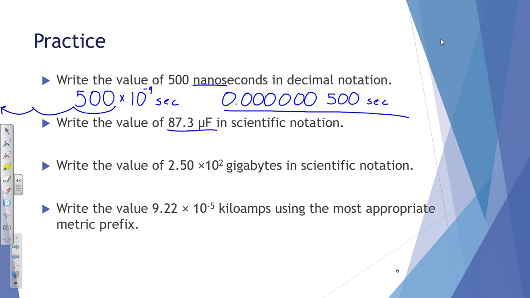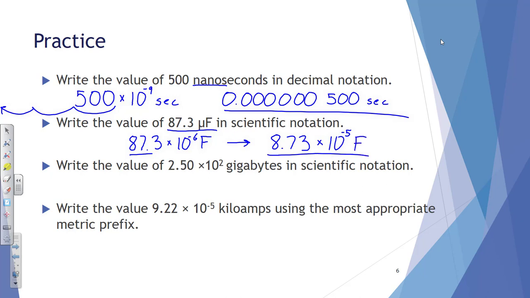87.3 microfarads, that's a measure of capacitance or electricity storage, in scientific notation. We know that that is 87.3, micro is times 10 to the negative 6th farads, but if we want to put that in scientific, we have to change that coefficient. That becomes 8.73 times 10 to the, since our coefficient is getting smaller, our power of 10 is going to get a little bit bigger and go up to negative 5 farads.